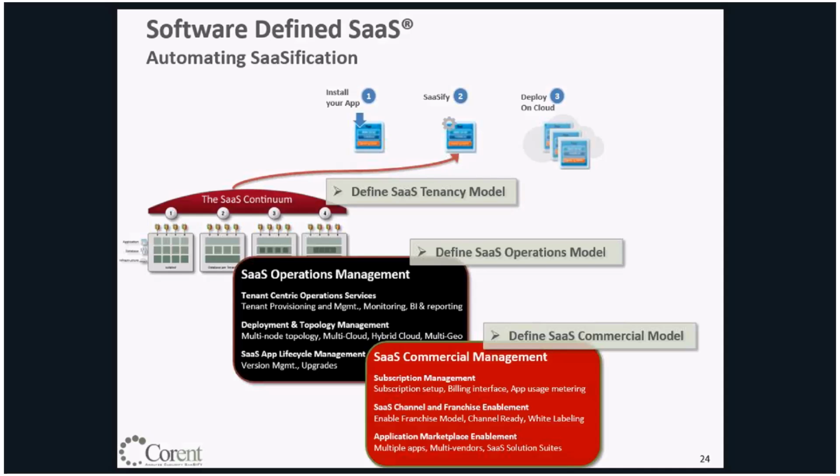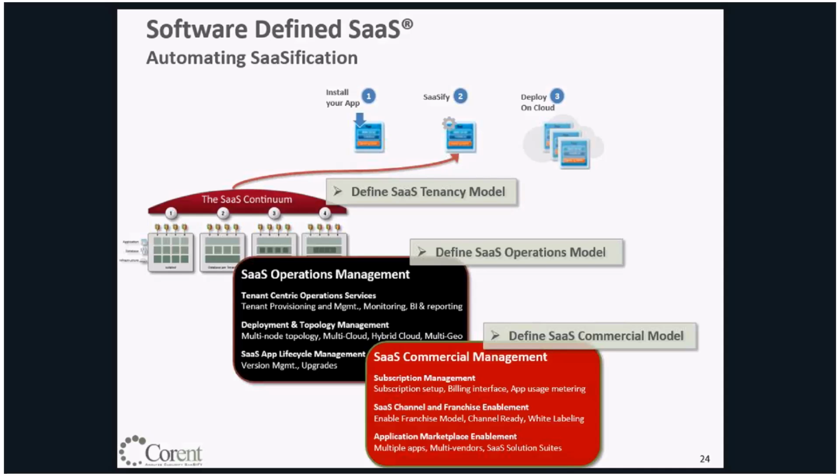So this is what we now call software defined SaaS, a methodology where you go through the wizard to define what you really need, right from the tenancy management to your operational management model to your commercial management model for your SaaS. Set that up such that all this is packaged and integrated, and then you actually get a SaaS application that can now be deployed in the cloud and managed as SaaS.